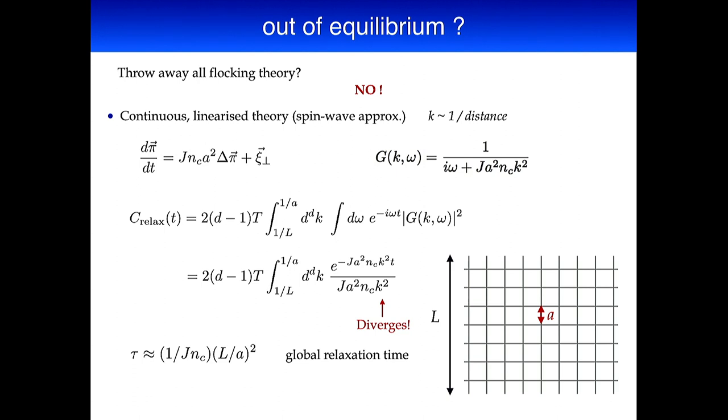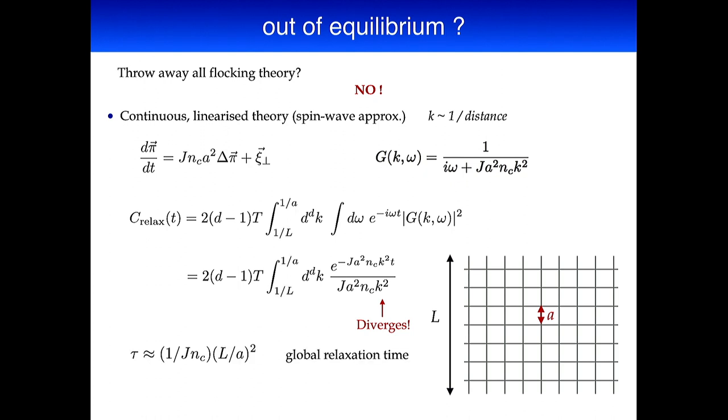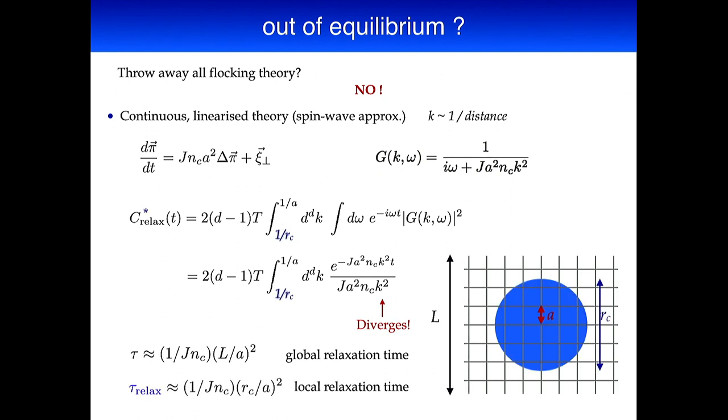However, that's not what concerns us here, because what we really care about is the relaxation timescale locally, the relaxation timescale with respect to just your neighbors. And that's given by the same equation, but instead of putting a cutoff at 1 over L, the size of the entire network, it's given by 1 over Rc, where Rc is the interaction range expressed in actual length. In that case, you get this tau relax, which is pretty much what I was assuming before, with a corrective factor of order 1.